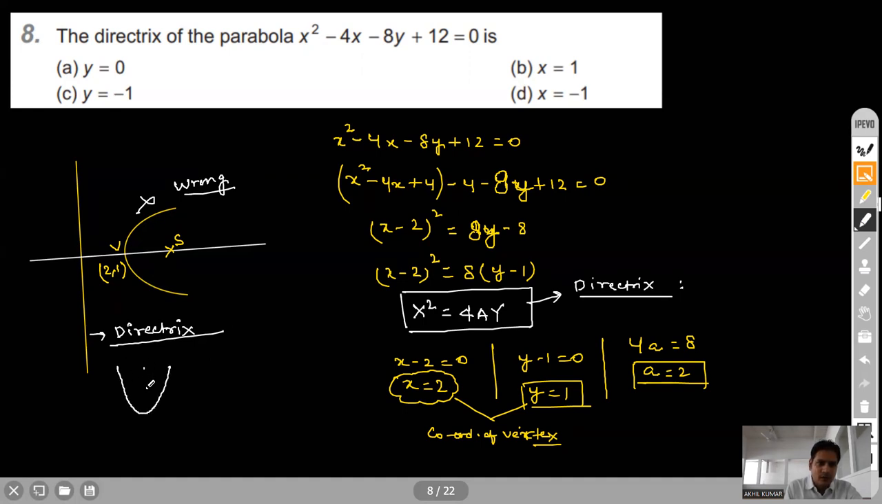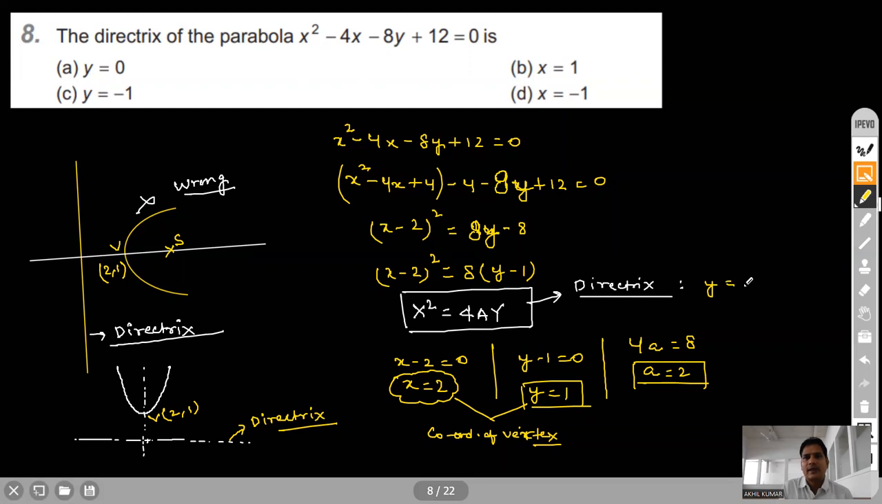Okay. Our parabola will be like this with a shifted vertex. And our directrix will be somewhere here. So let me take it as the directrix. This will be our directrix. And what are the coordinates of this vertex? The coordinates of the vertex are coming out to be 2, 1. Okay. So what will be the directrix for this standard parabola?